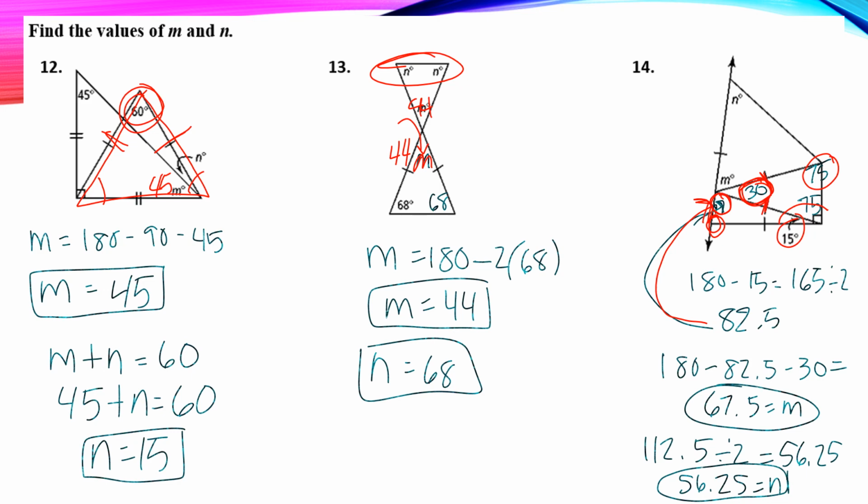To get M, I would do some subtraction. This whole thing is 180 here. So 180 minus the 82.5 minus the 30 is 67.5. And then from there, if I do 180 minus 67.5, which is 112.5, and I divide that by 2, that gives me these two pieces here, which would be 56.25.